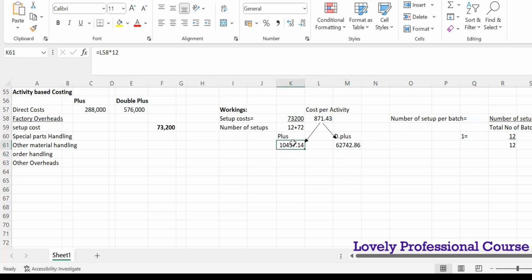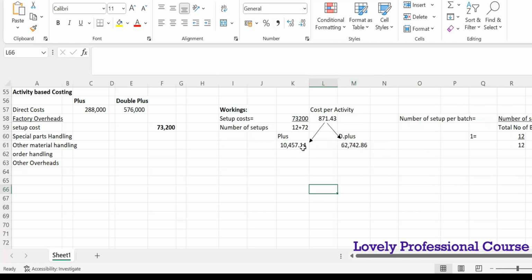Okay, so these numbers are going now to be my what? This is going to be my cost allocated. This is the setup cost incurred to produce plus. This is for double plus. Okay, let me put a double plus. So I do not do this way of allocating, but it is the same.